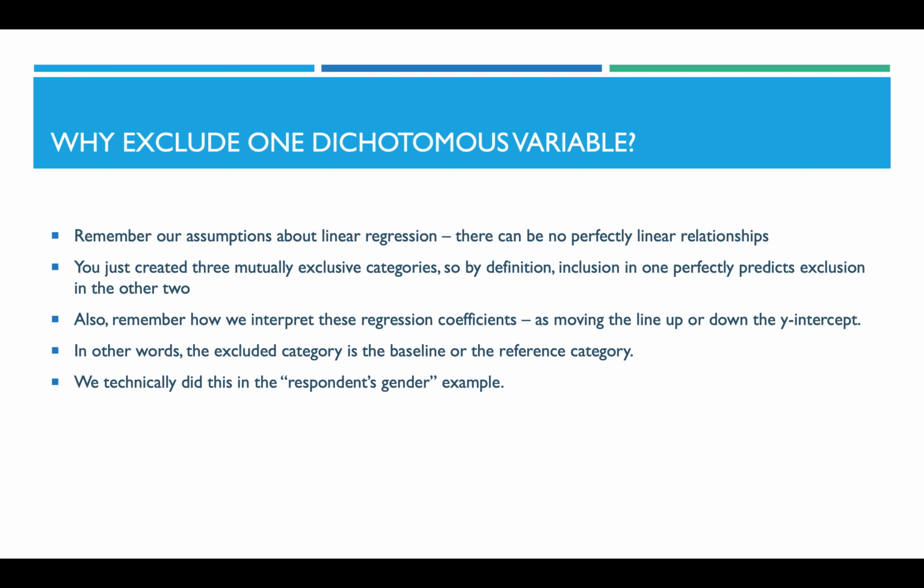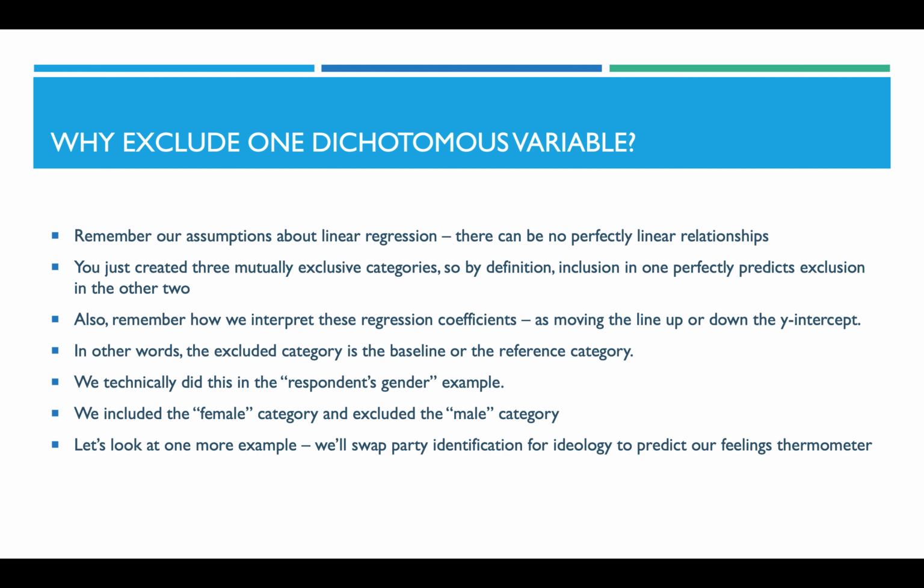So like I said, we technically did this in the respondent's gender example. And we included the female category, and by virtue of doing that, we excluded the male category. I could have done this, right? If the question about respondent's gender had been coded 1, 2, I could have created a variable called male, a variable called female, and filled in with 1s and 0s to make these mutually exclusive 2 categories. But I didn't need to do that because it was already coded 0, 1. It was already dichotomized for me. But as you saw here, if we have more than 2 categories, then we need to do this special extra step.